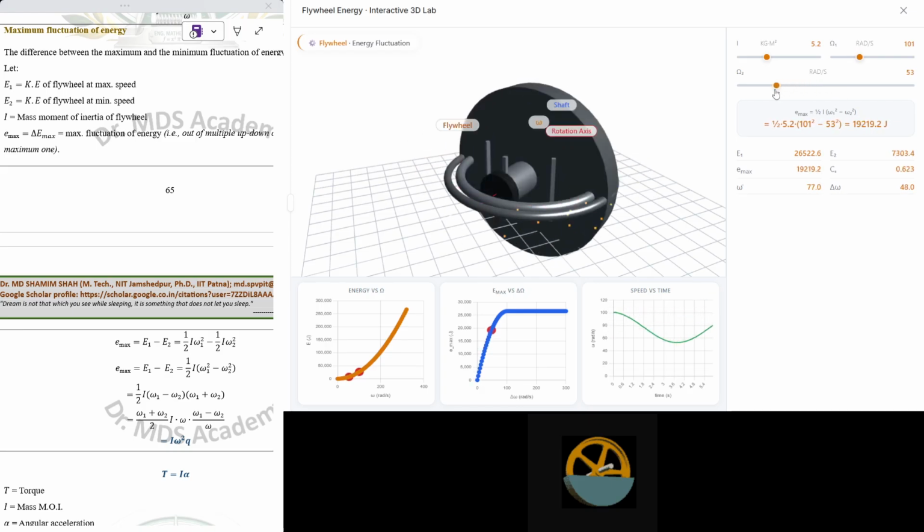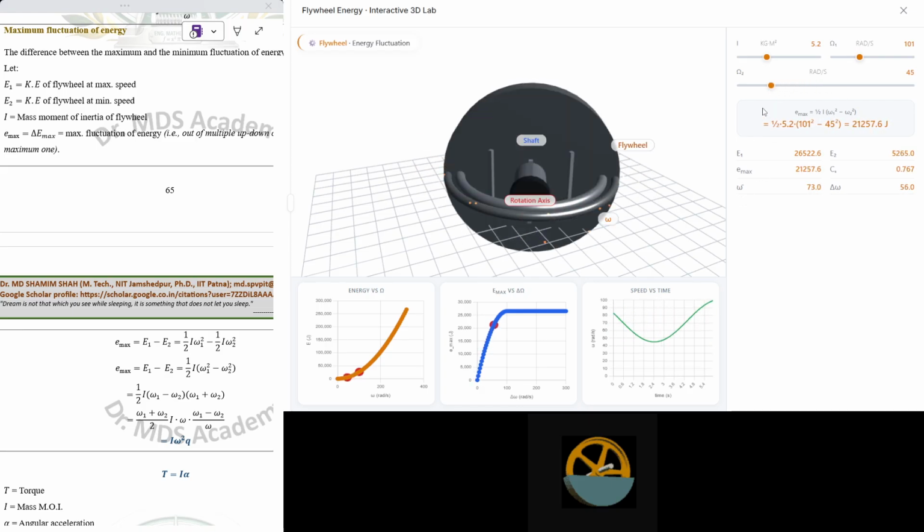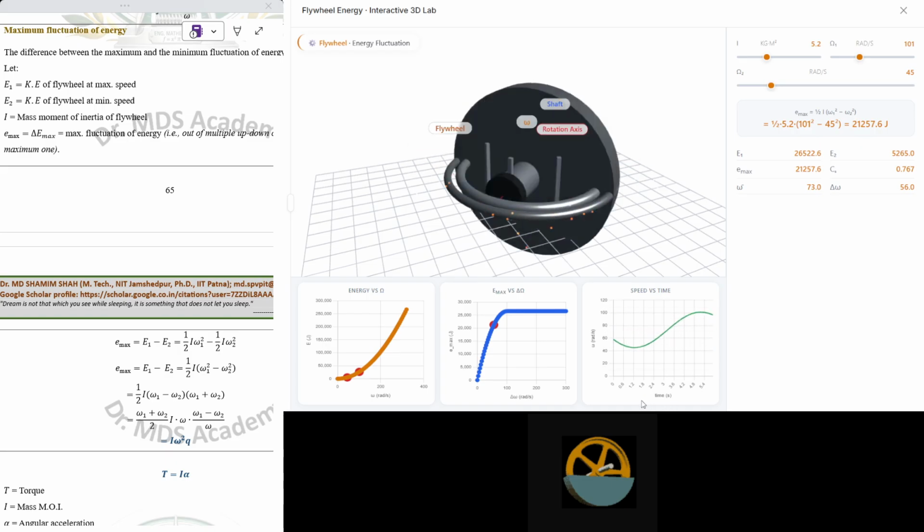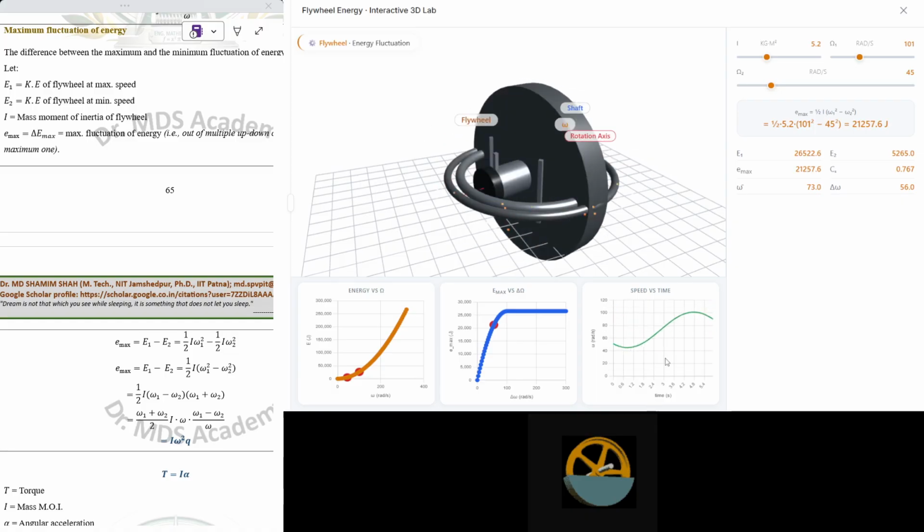So this was all about the flywheel concept, how the energy fluctuates in the flywheel.